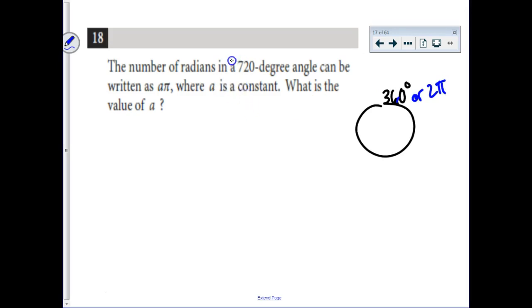So if we have a 720 degree thing, what's the relationship here, guys? We have not just a single circle. 720 would be a whole other circle, right? So think about this, guys. If one circle is 2 pi, and you do another one, what you got? 4 pi. So think here. A times pi equals 4 times pi. That means A must be 4.